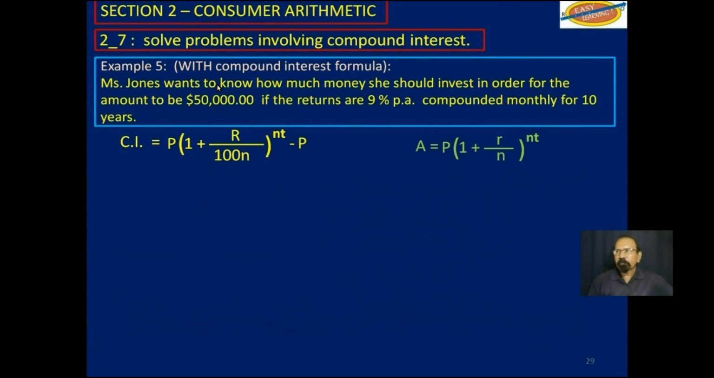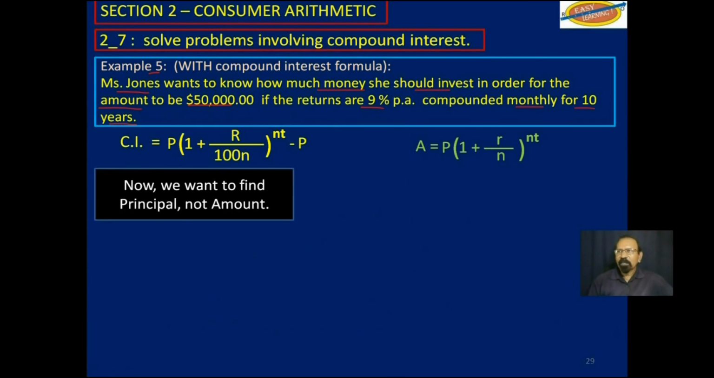Example 5, Miss Jones wants to know how much money she should invest in order for the amount to be 50,000 if the returns are 9% per annum compounded monthly for 10 years.